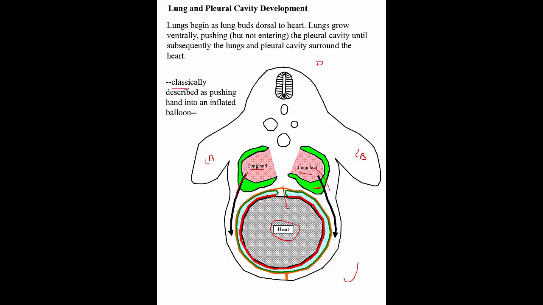And classically, it's described as pushing a hand into an inflated balloon, with the analogy of the lung bud being the hand and the pleural cavity being the balloon. So you can see that the inside of the balloon, or the green space, is inside the pleural cavity. And if these lung buds are like a hand pushing into the balloon, they're pushing down and against the balloon and changing the shape of the balloon, but they're never entering the inside of the balloon.